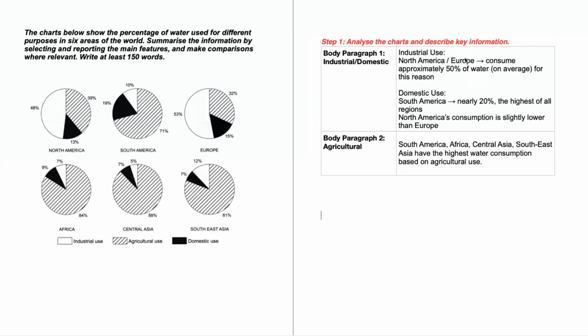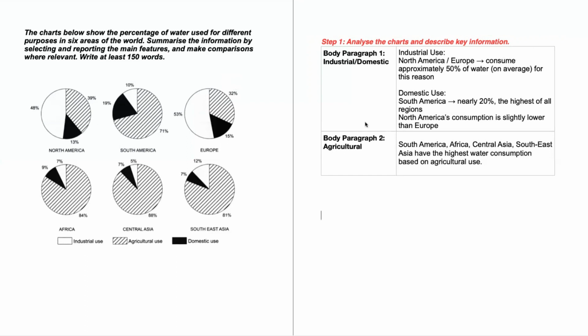So when looking at industrial use, we see that North America and Europe consume approximately 50% of water on average for this reason. I've basically gone ahead and taken the average of 48 and 53. It's more or less 50%. Remember, you want to use this benchmark of 50 and also state that it is on average. That's all we really need to say.